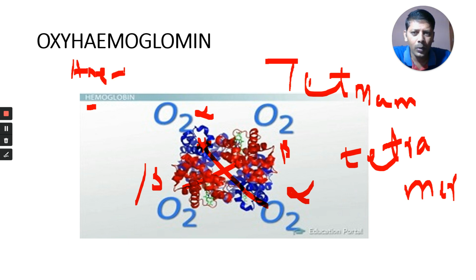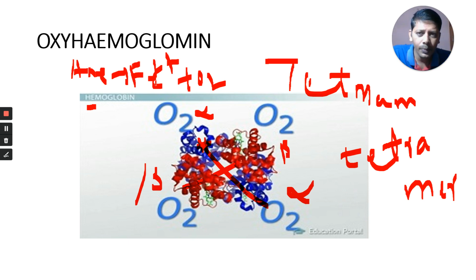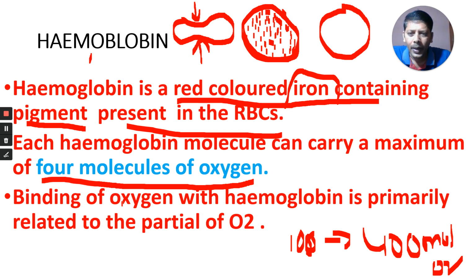In this heme group there is an iron. It is in the Fe2+ state, and oxygen binds with this Fe2+ iron. Iron is important for the formation of hemoglobin. The binding of oxygen with hemoglobin is primarily related to partial pressure of O2.